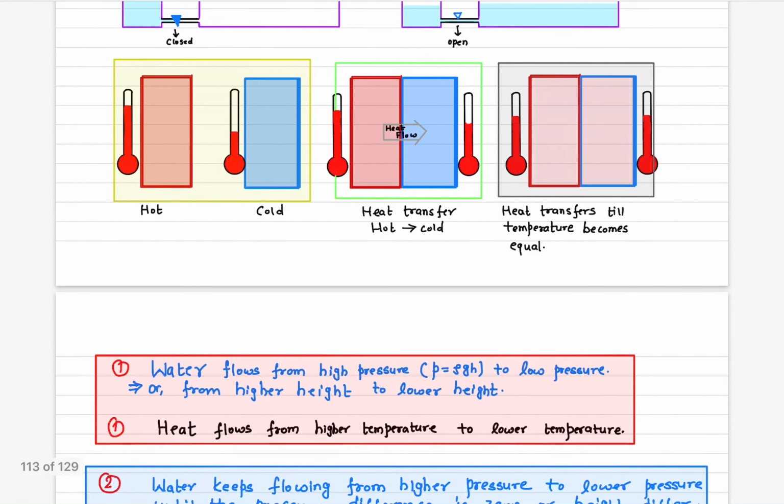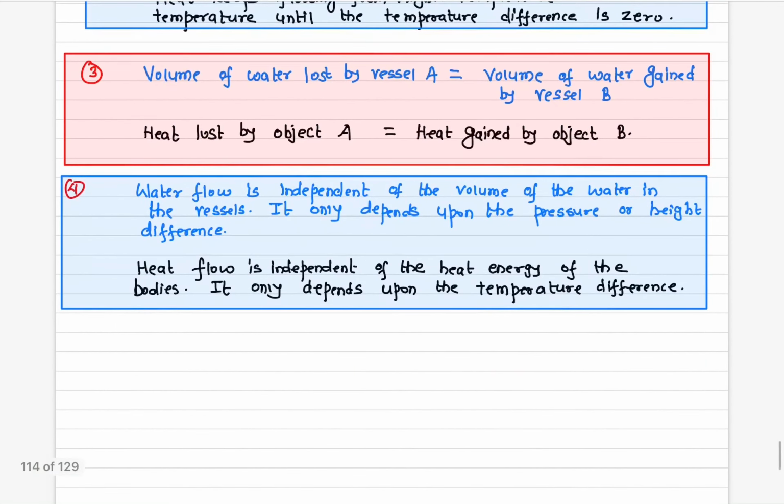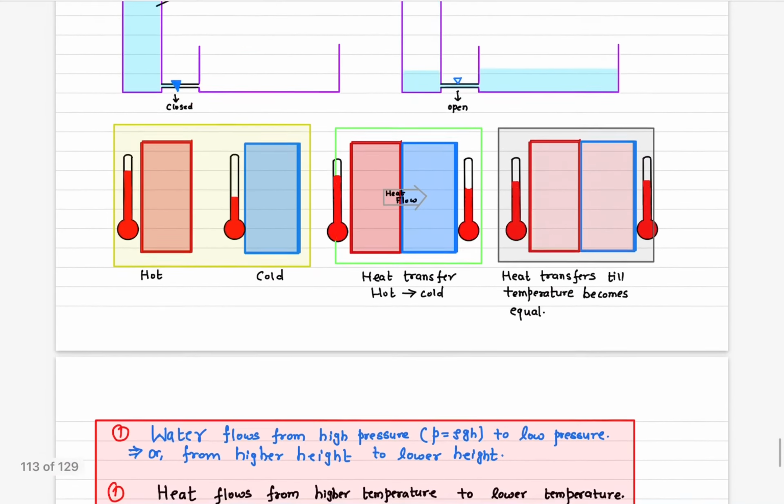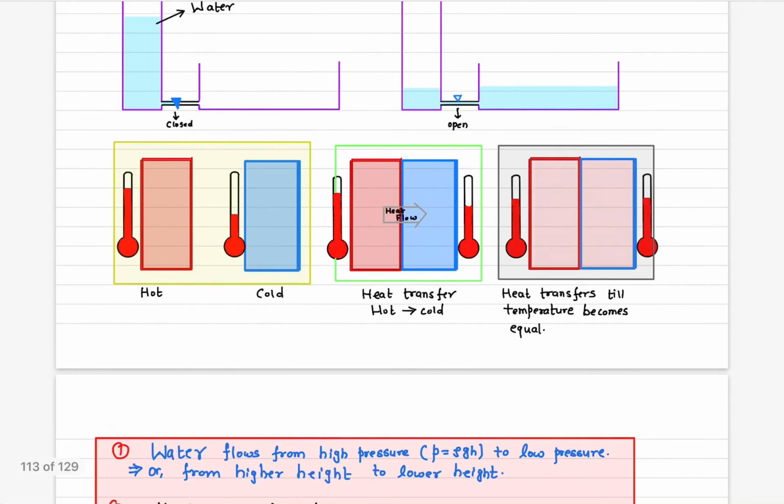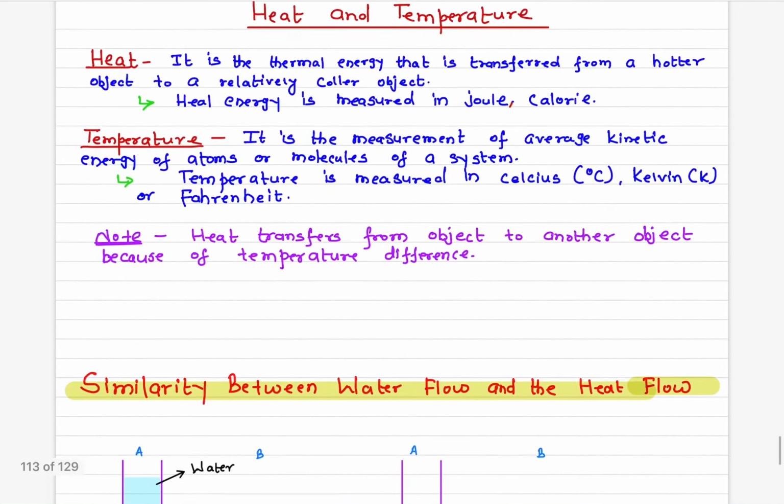The same thing happens in the transfer of heat. The amount of heat transfer does not depend upon how much heat you have. It only depends on the temperature difference. And again, the heat continues to transfer only until the temperature difference becomes exactly equal.